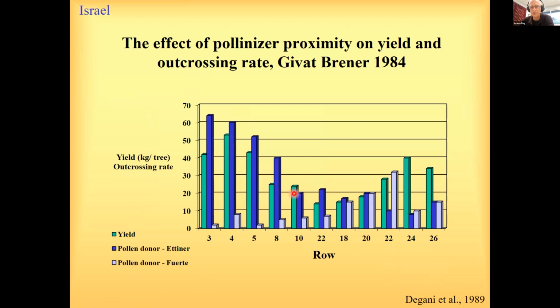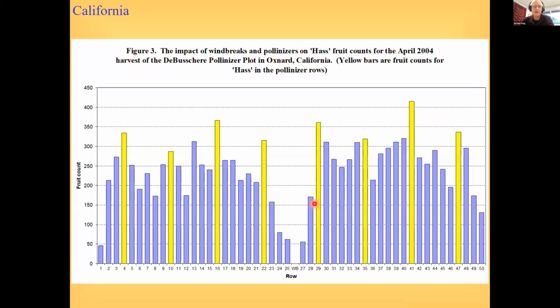if we look at the green bar, we can see a dramatic reduction in productivity with increased distance from the pollinizer, and it overlaps the percentage of fruitlet or fruit that are progeny of the Ettinger. This we can see by looking at the blue bar. So this is evidence coming from Israel regarding the importance of combining pollinizer in the Hass orchard.